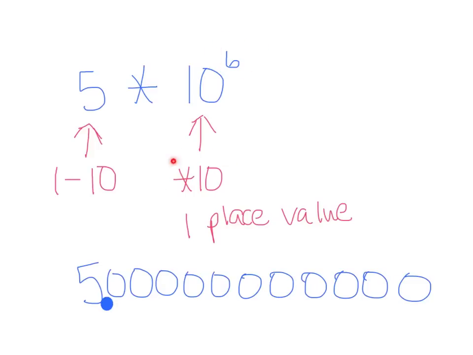So every time I multiply times 10, I'm going to move one place value to the right. So watch this. So I have 5 times 10 to the 6th. So we're going to go 1, 2, 3, 4, 5, 6. So 5 times 10 to the 6th power, I'm going to put some commas in here to help me read this number, is 5 million.